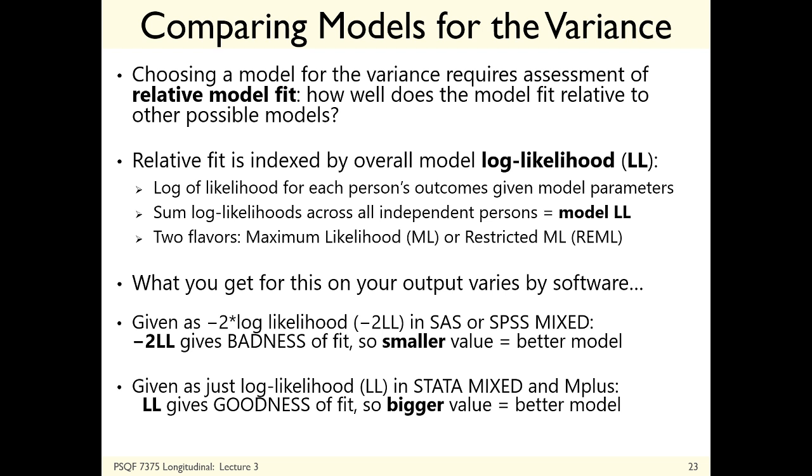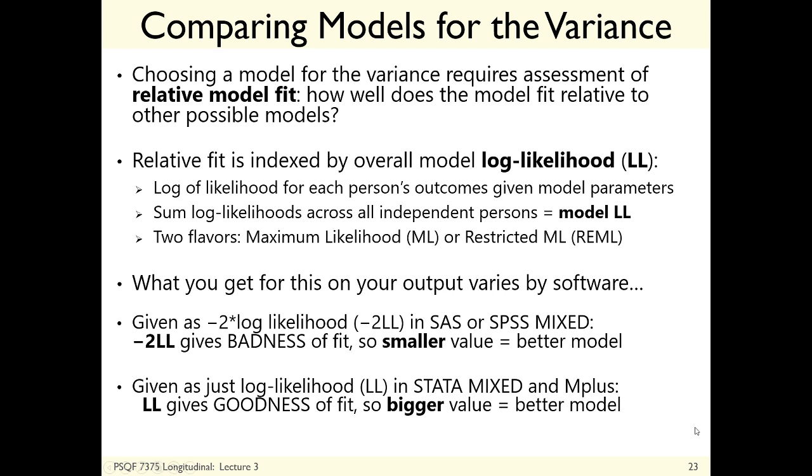So everything that we're talking about here is not about the effects of predictors. It's about the model for the variance. That is, how many different parameters do we need to describe the pattern of variance and covariance across occasions from the same person? So that's why you haven't had to deal with log likelihood very much in models that we're focusing on the effects of predictors. It's only when we start talking about variances and covariances that this becomes relevant.